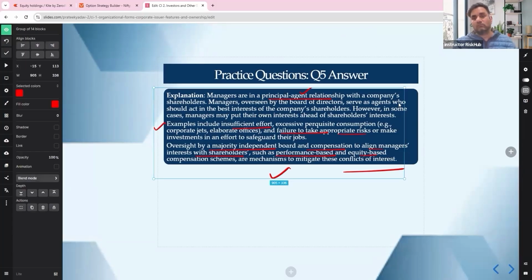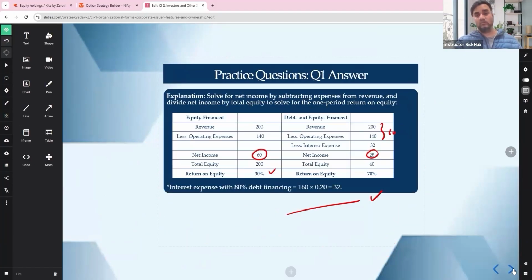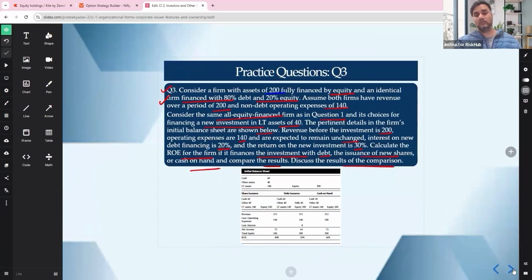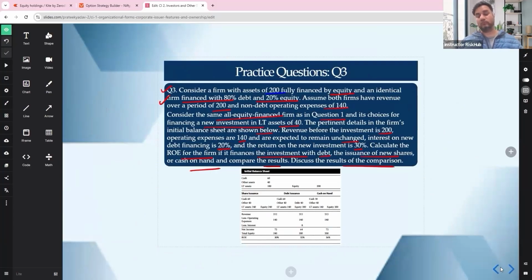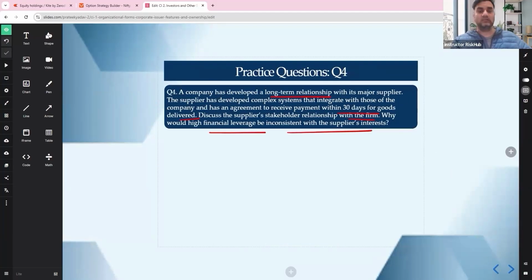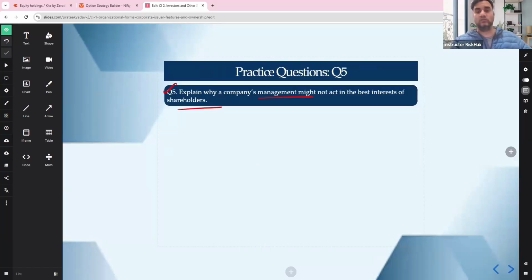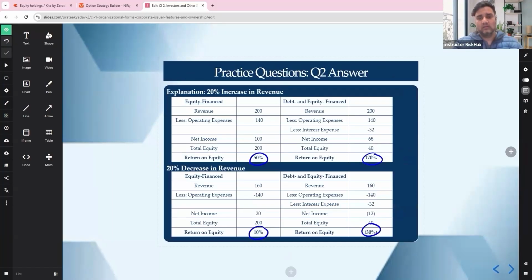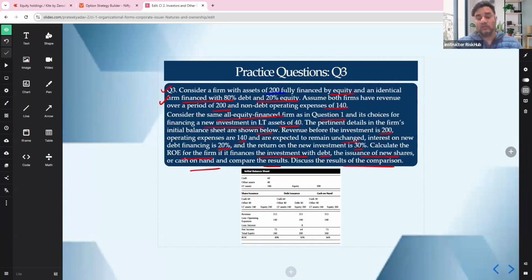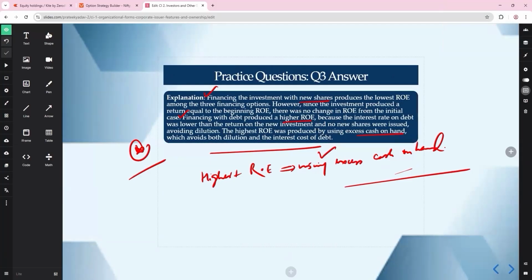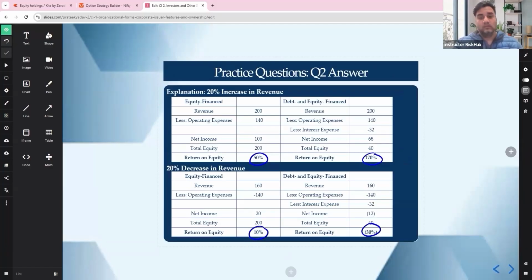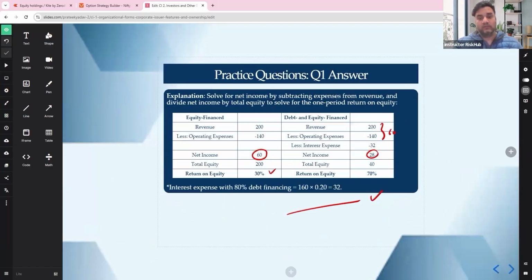Okay. That's why we have solved the numerical. I told you, right? This is tricky. This will trouble you a lot. So try solving it at home, right? That's the idea. Okay. This is like a story. Just spend some time here and remember that the highest ROE is using excess cash on hand. Second highest is obviously by debt. Lowest is when you do it only with equity. Right. So, and this calculation part, just be aware of that.